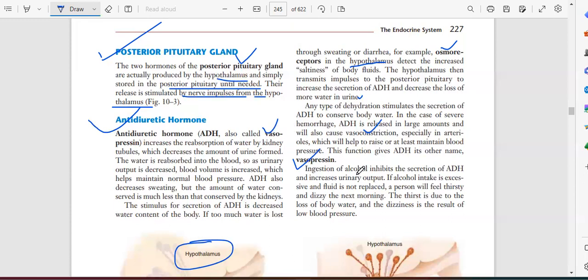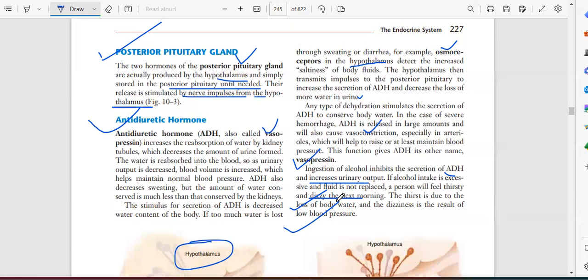Ingestion of alcohol inhibits the secretion of ADH and increases urine output. If alcohol intake is excessive and fluid is not replaced, a person will feel thirsty and dizzy the next morning. The thirst is due to the loss of body water and the dizziness is a result of the low blood pressure. So a very good thing is explained here, that is if a person took a large amount of alcohol.